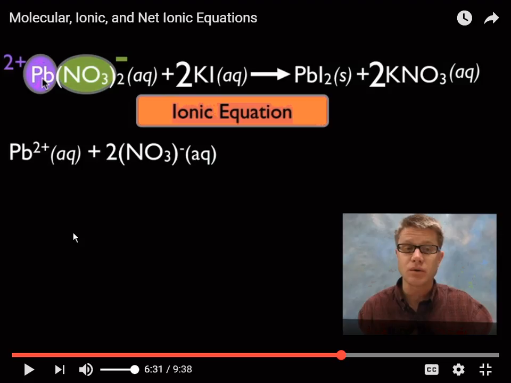2 for the nitrate right here? Yeah. So it's because if I have lead 2 nitrate, and I'm going to draw it big right here, this compound, Pb(NO3)2, means I have 1 lead ion and I have 2 nitrate ions bonded together. So there's this one, and this one.